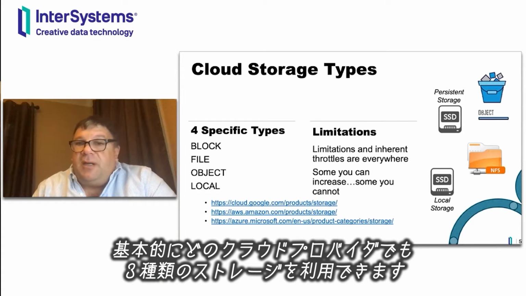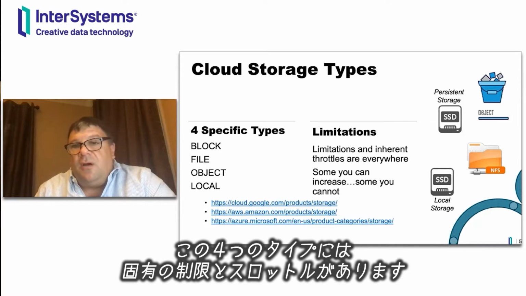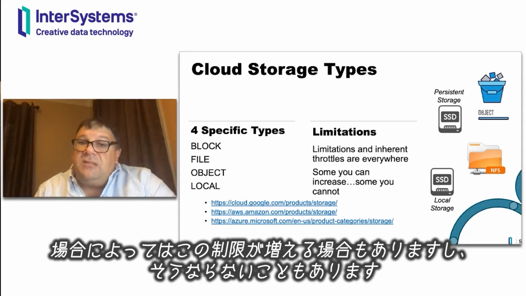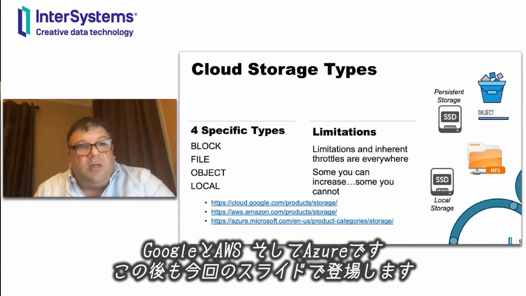With any of the cloud providers, storage is essentially available in three flavors. You have block or disk, file, object, and then local SSDs. And with these four types, there are inherent limits and throttles. These limits can be increased in some cases, and in some cases you cannot. I provided three URLs here for quick reference to the three major cloud providers' storage portfolios. We have Google, AWS, and Azure, and hopefully they come through on the slides.